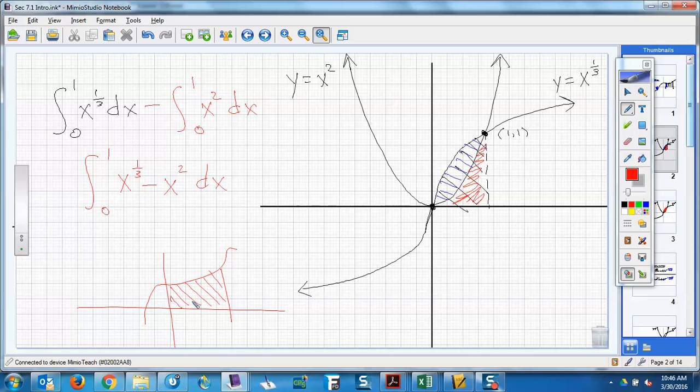But guess what? This area must be the same as that area, right? Because remember, a definite integral is just a number. This is just a number, like 7. 7 can mean a lot of different things. It could be how many dollars I have in my pocket. I wish. I didn't have 7. It could be the number of bonus points I give you for not being tardy. Oh no, that's not. Okay? 7 could be a lot of different things.